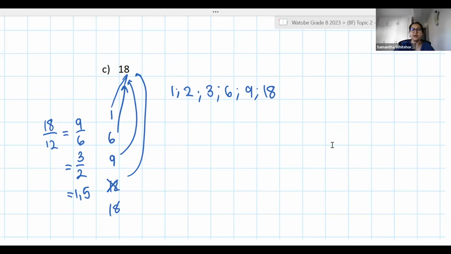Very nice. Well done. 18 was a hard one. I gave it to you as a hard one, but very well done. Well done, Orejo. That was really good. As long as you saw your corrections, I'm happy. And it looks like now you understand even more.